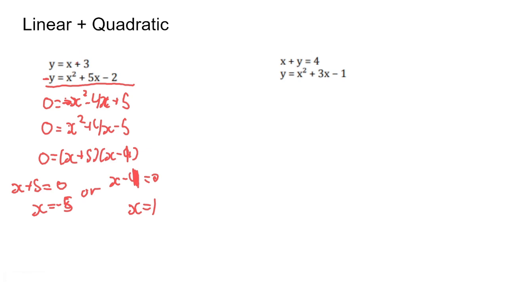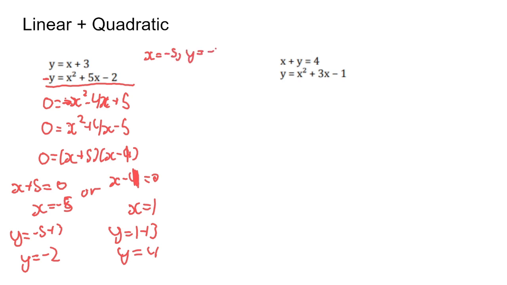For each x, we find a y. So for negative 5, we get y equals negative 5 plus 3, or y equals negative 2. And for x equals 1, we get y equals 1 plus 3, or y equals 4. And I'll just write them over here in pairs. So we have x equals minus 5, and y equals minus 2. And we have x equals 1, and y equals 4. So these are the two things.